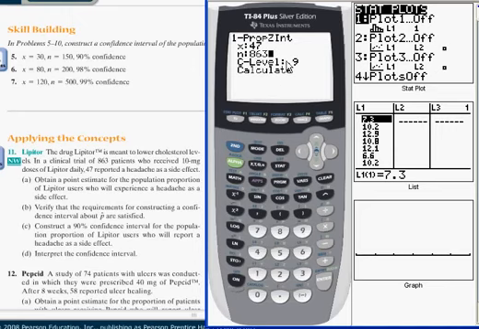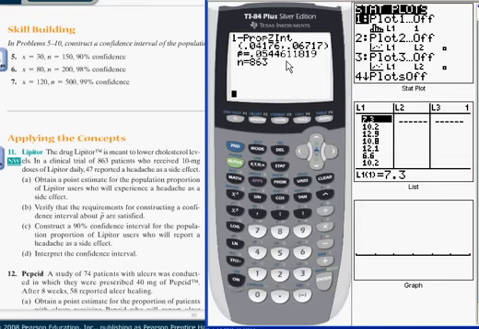Next we're going to go to confidence level, which is 0.9 again. I'm just typing that in even though it's the same. And next we want to calculate. And those are the only 3 things that you have to input. And we are given now the 90% confidence interval for the population proportion who will report a headache based on the results of the sample.